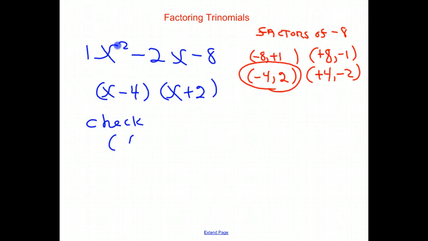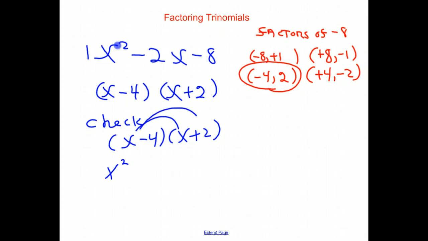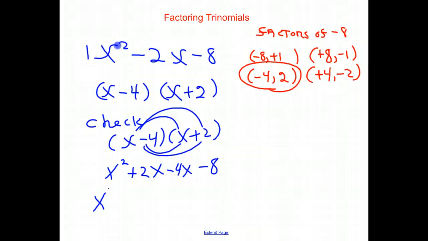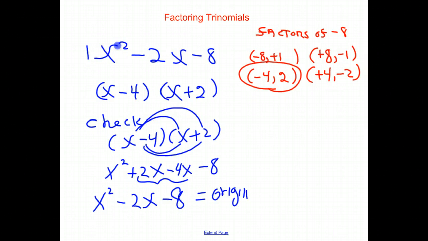And just to check it, x minus 4 times x plus 2 using FOIL. X times x is x squared. X times 2 is 2x. Negative 4 times x is negative 4x. And negative 4 times 2 is negative 8. And the sum of those terms will be negative 4 plus 2, which gives us negative 2x minus 8. And that is equal to our original. And therefore we know it's correct.